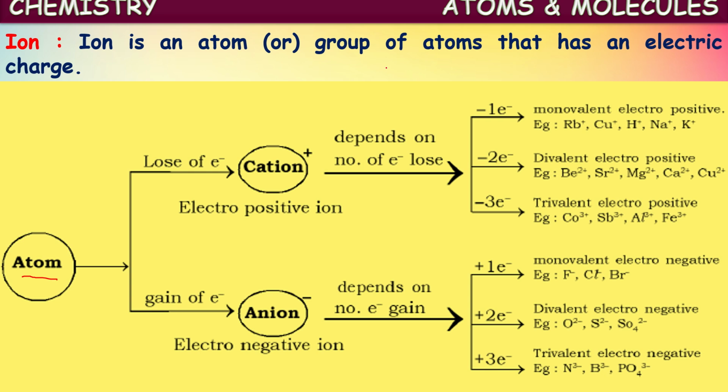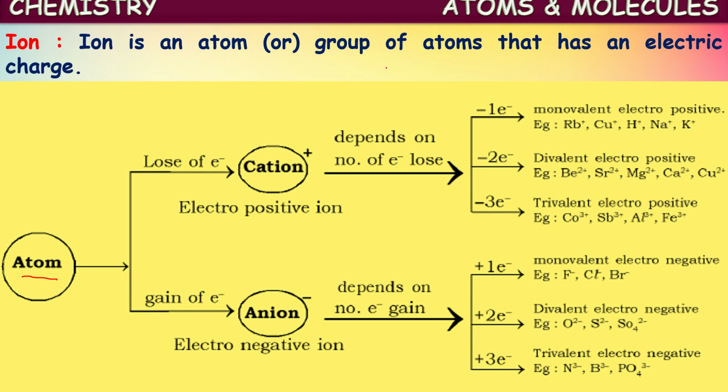And next, come to the anions. If the neutral atom is gaining electrons, the resultant species acquires a negative charge, and that is called an anion, otherwise an electronegative ion. It is carrying an electrically negative charge. That is why it is called an electronegative ion. These electronegative ions exist as monovalent, divalent, and trivalent electronegative ions, depending on the number of electrons they are gaining.